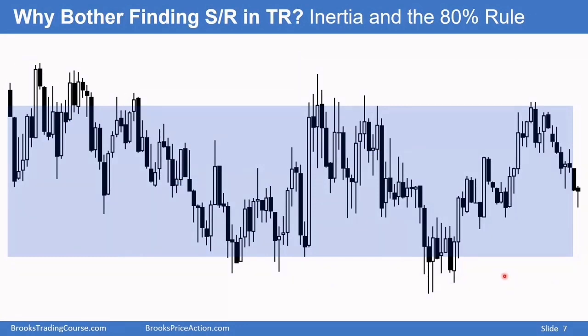Here's a trading range. Now, why should anyone pay attention to support and resistance in a trading range? Again, my 80% rule. When the market's in a strong trend, 80% of reversal attempts will fail. When the market's in a trading range, 80% of breakout attempts into a trend will fail. Breakout attempts will fail at support and resistance. Obvious resistance at the top of the trading range, obvious support at the bottom of the trading range. You have to expect that a bear breakout will fail.